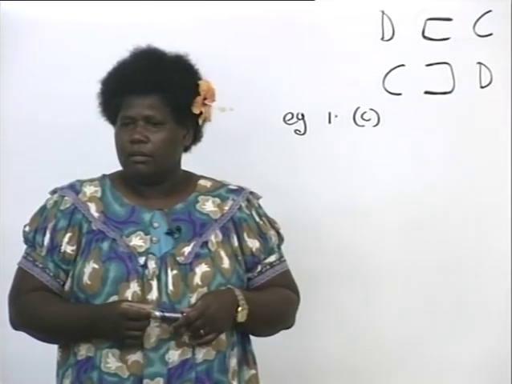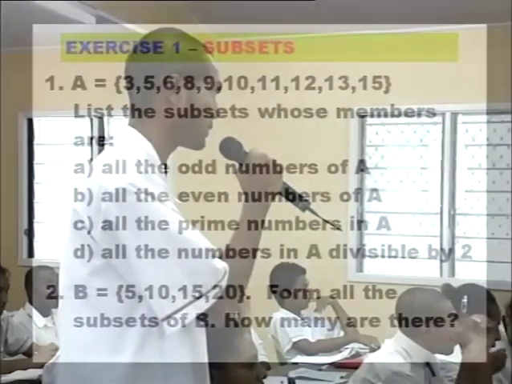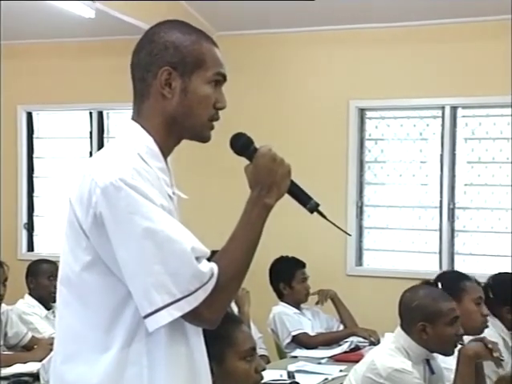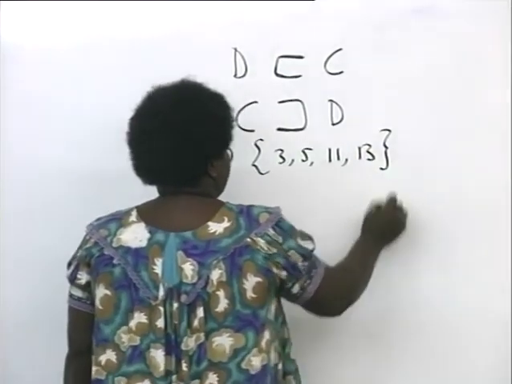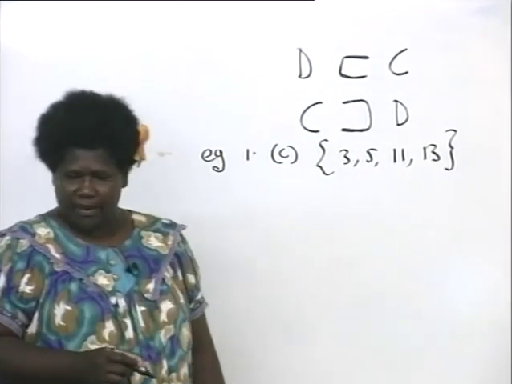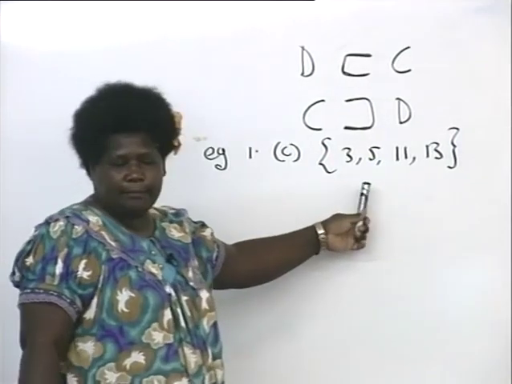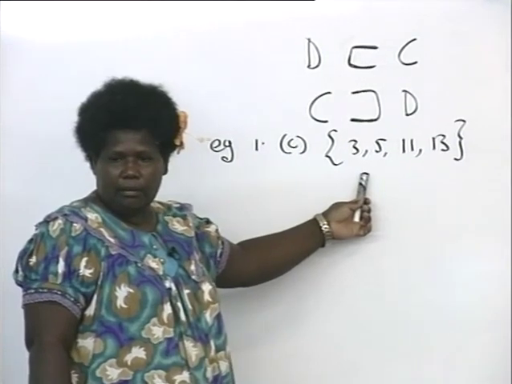What are they? Pastor Mike, please. 3, 5, 11, and 13. Okay, 3, 5, 11, 13. Okay, 7 is not there. So he is correct. These are all the prime numbers. So this is a subset of A.